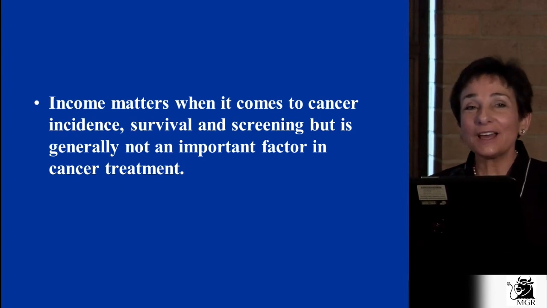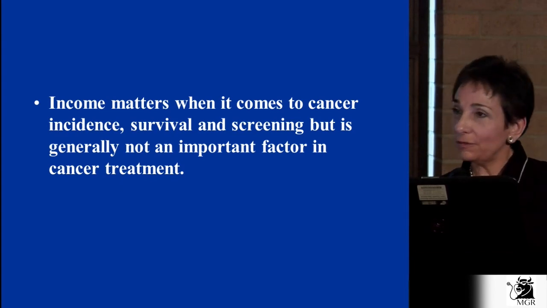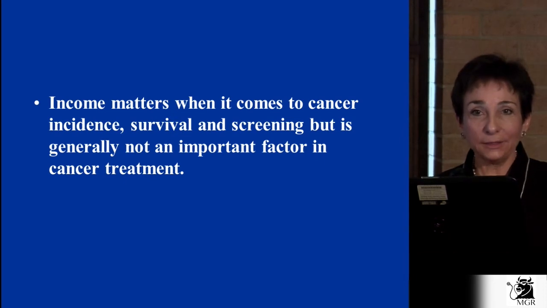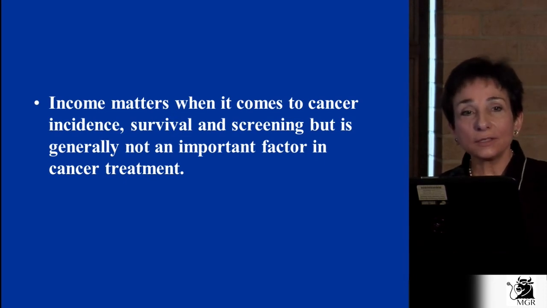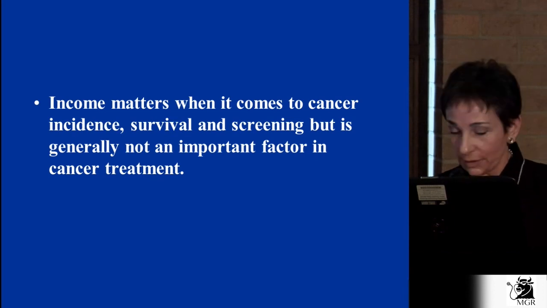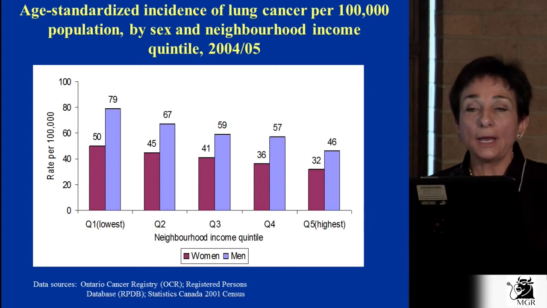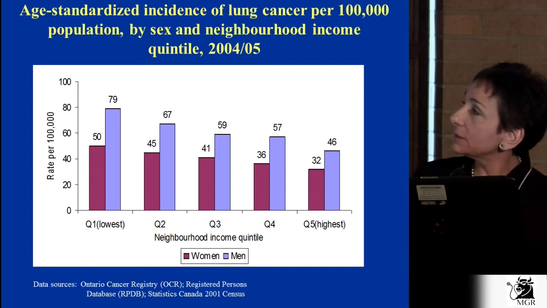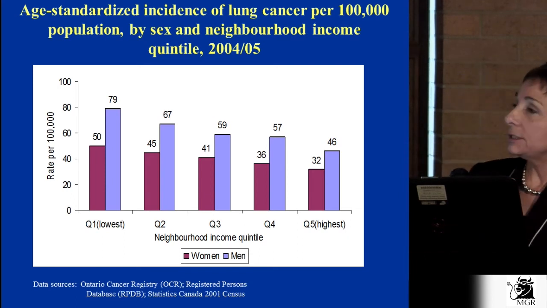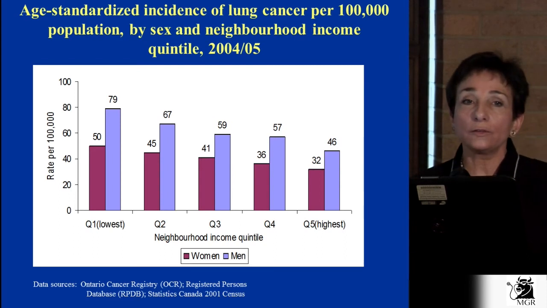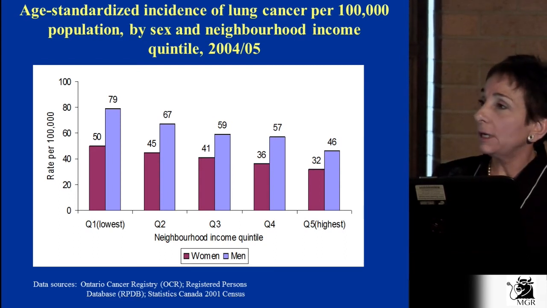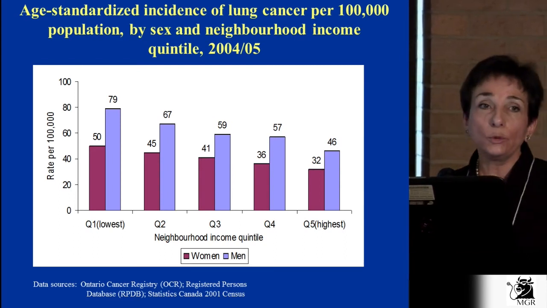So this, I think, speaks to the determinants of health on the one hand, and the fact that the healthcare system is responsive on the other hand once an individual comes into the healthcare system. So here are the age standard incidence for lung cancer by sex and neighborhood income. And you can see that there is a clear gradient in terms of the incidence of lung cancer from the lowest income to the highest income quintiles.